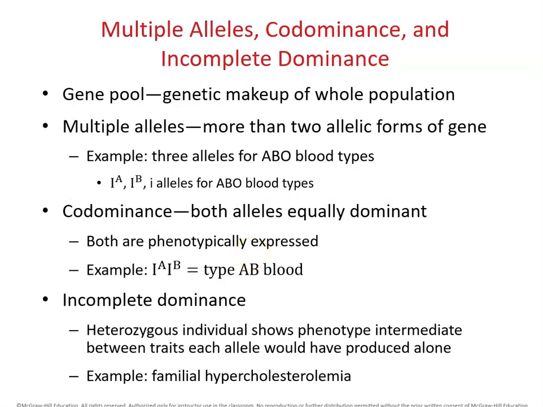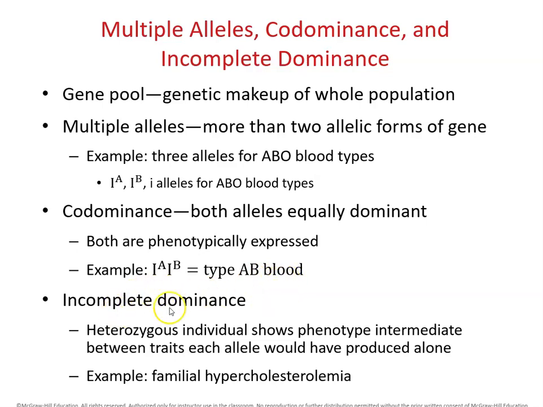We do have some different patterns of inheritance other than simple dominant and recessive. So we have places where there are multiple alleles that can impact a gene. ABO blood type is an example of this. And this is specifically an example of codominance, where 2 alleles could be expressed at the same time. A and B can be expressed together in the AB blood type.